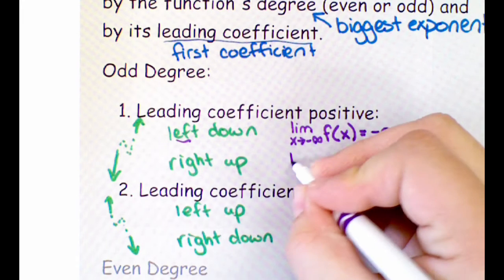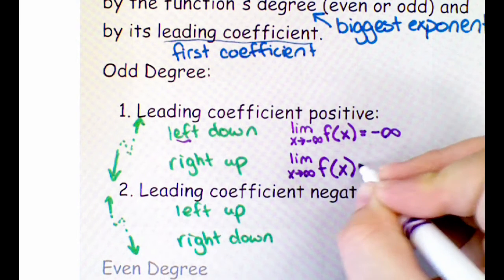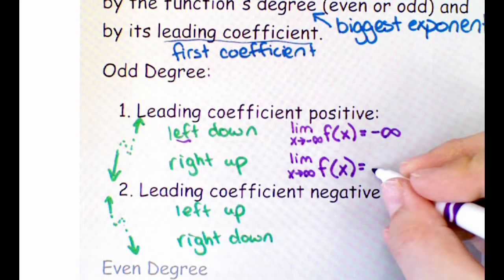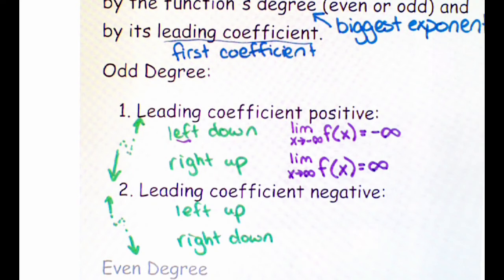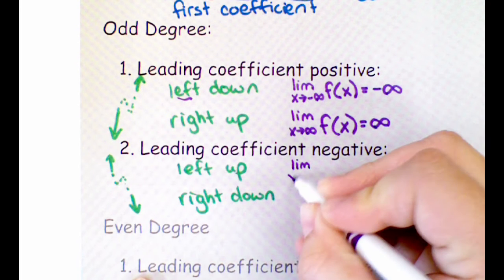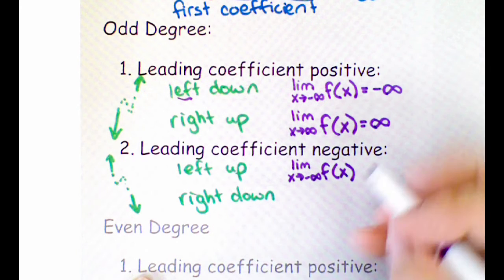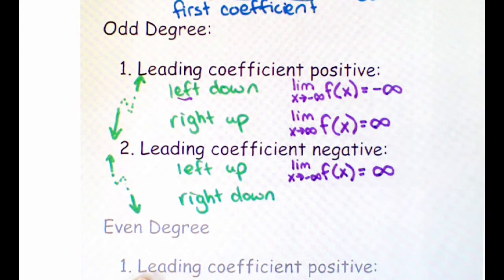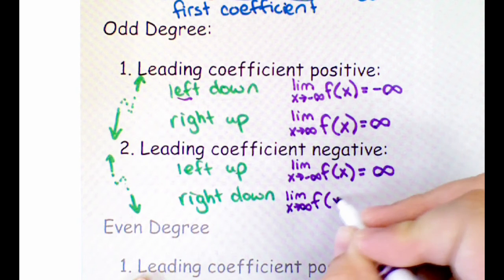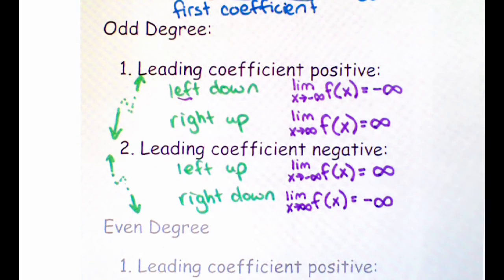For the right side, we say the limit as x approaches positive infinity of our function. That's just how we say the right side. Well, in this function, the right side goes up forever, which means it is going up to positive infinity. If the leading coefficient is negative, we switch those. So the limit as x approaches negative infinity, remember this is saying the left side, if it goes up forever, then it's infinity. And the limit as x approaches positive infinity of f of x, that just means the right side, well, it's going down, so that is negative infinity.